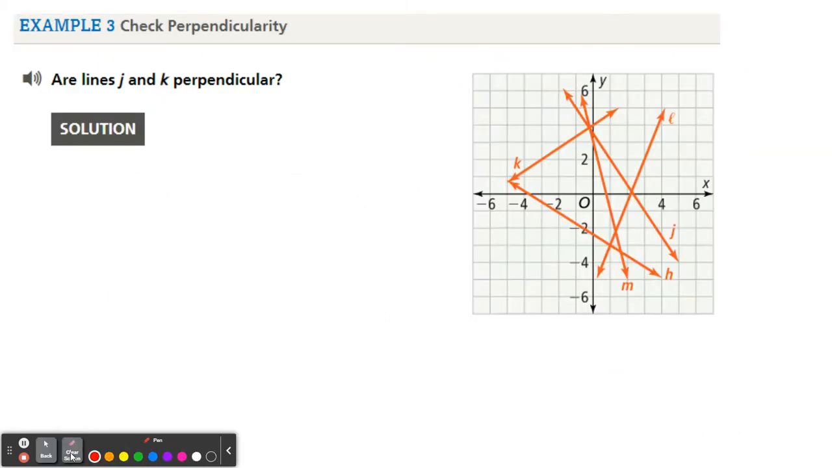All right, it says, are lines J and K perpendicular? So where are J and K? Well, this looks like J right there. This looks like K right there. So let's go with J first. Again, remember, rise and run. So I'm going to find two nice points on J. Here's one, and here's one. I don't like to go to the left, I'd like to go to the right. So I'm going to start up here. I'm going to go down 1, 2, 3. So down 3, and then right 1, 2, right 2.